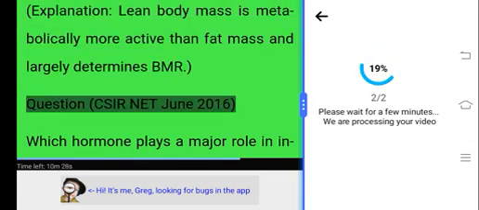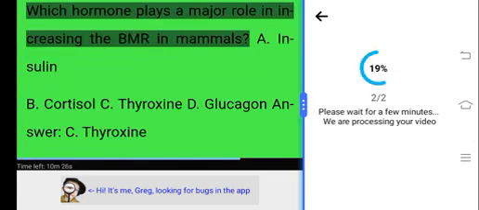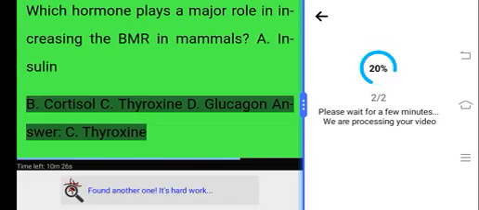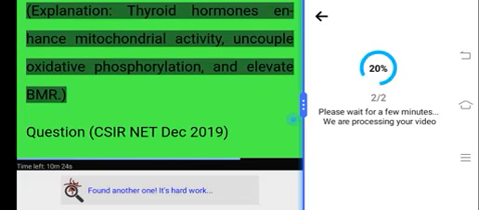Question. CSIR NET June 2016. Which hormone plays a major role in increasing the BMR in mammals? A. Insulin. B. Cortisol. C. Thyroxine. D. Glucagon. Answer: C, thyroxine. Explanation: Thyroid hormones enhance mitochondrial activity, uncouple oxidative phosphorylation, and elevate BMR.